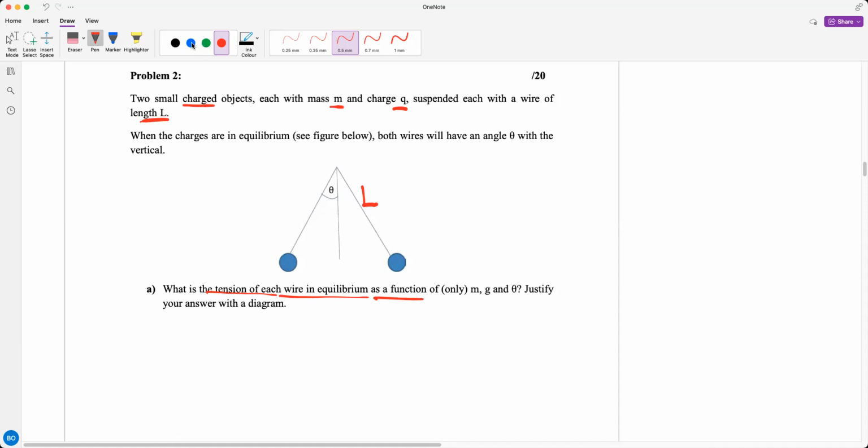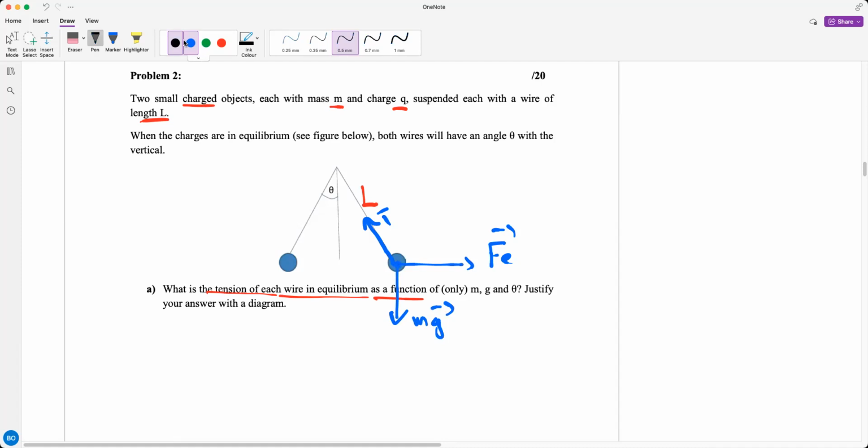So let's see. These objects have three forces acting on them. Can you give me which are the forces acting on each one? For example, the one to the right. There is tension, there is gravity, and there is the electric force, which is repelling it from the other charge. Exactly. So the tension is this, the electric force is this, and the gravitation, mg, is this.